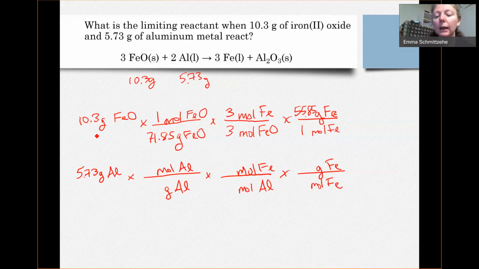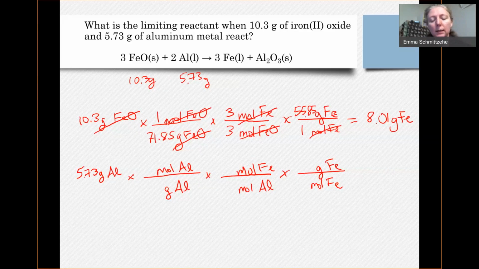So that setup is going to cancel my grams of FeO. It's going to cancel my moles of FeO. It's going to cancel my moles of Fe and give me grams of Fe. So I'm going to go ahead and type that in. 10.3 divided by 71.85 times 3 divided by 3. So you can skip that if you want. It's just multiplying by 1 essentially. And then times 55.85. Okay, so that gives me 8.01 grams of iron.